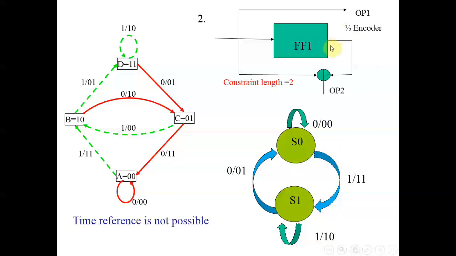Let's assume that you are in S0. That means this particular output is 0, and now 0 is applied. So your output will be 0 0, and this 0 will be transferred here. So your next state will also be 0 0. So whenever you are in 0 0, your applied input is 0, your output will be 0 0, and you remain in the same state, which is 0 0.